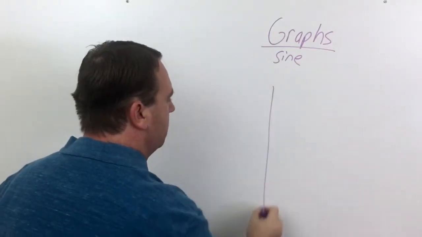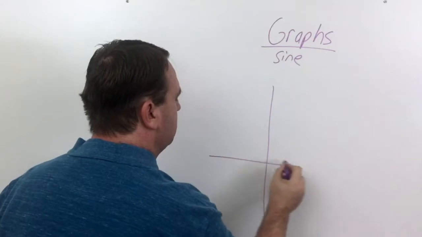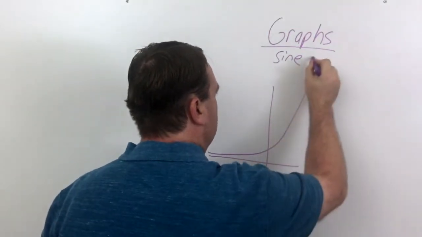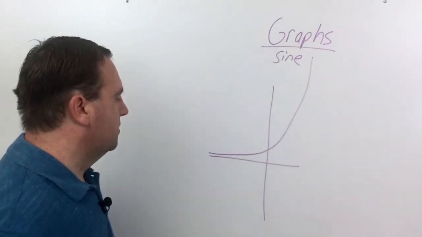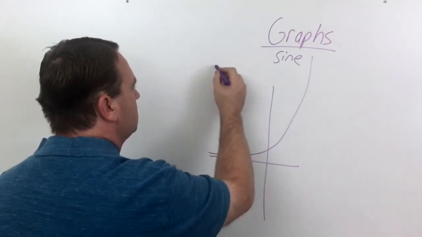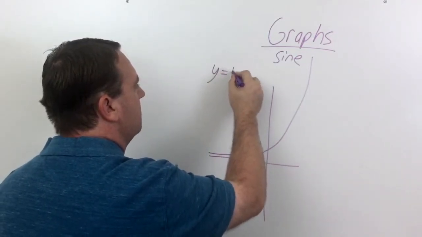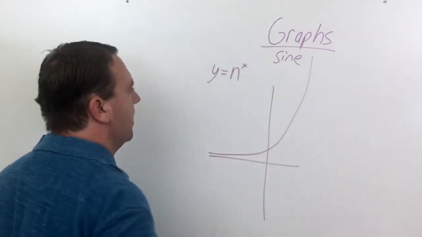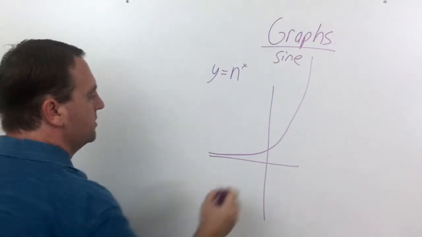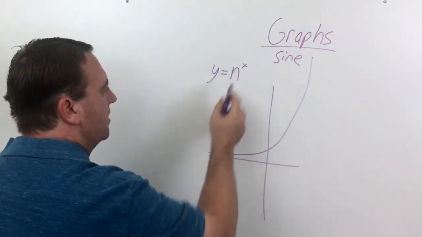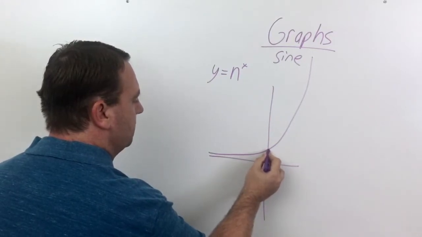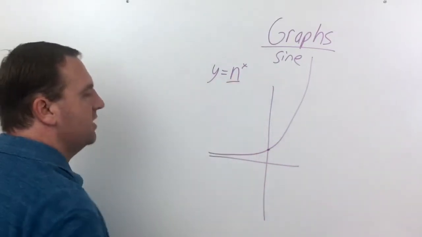Another good function to be aware of is the exponential function. And the exponential function looks about like that. So it goes forever, and the exponential function is y equals some number raised to the x power. Notice that anything raised to the 0 power is 1. So at x equals 0, this has to be 1. The n can stand for any given number.